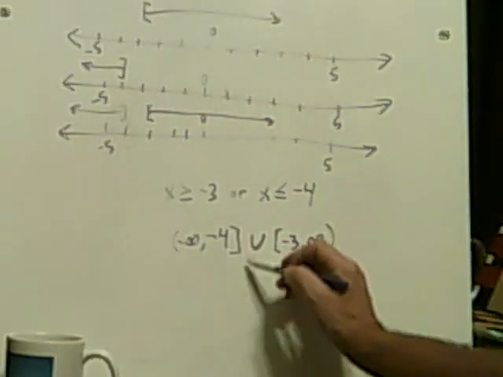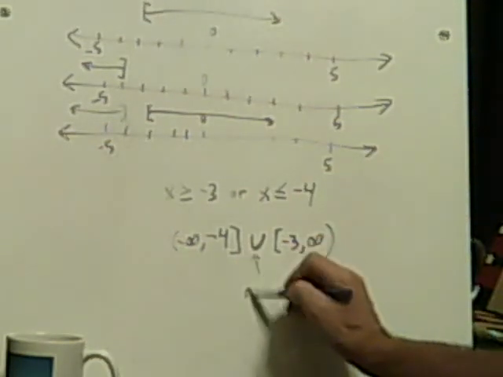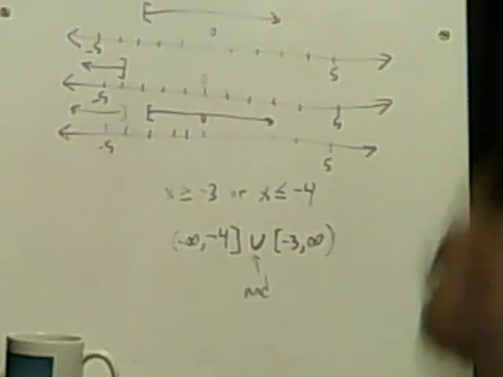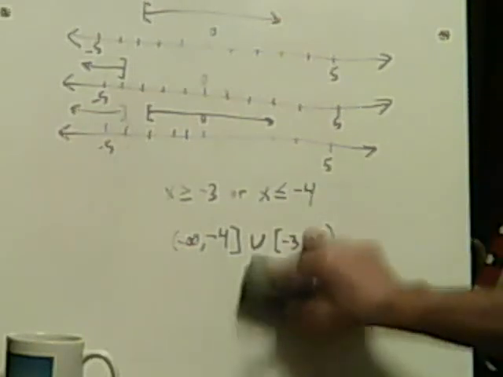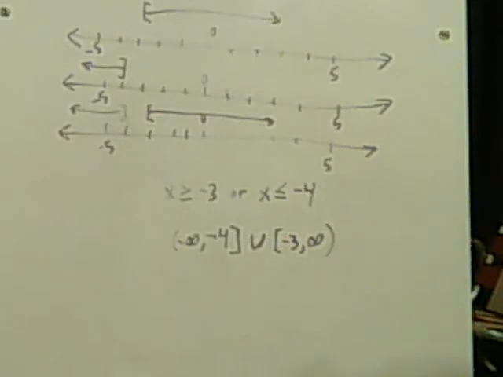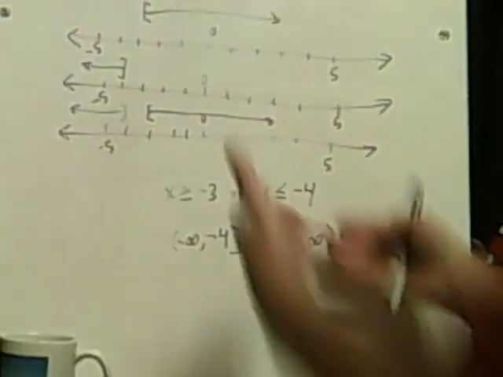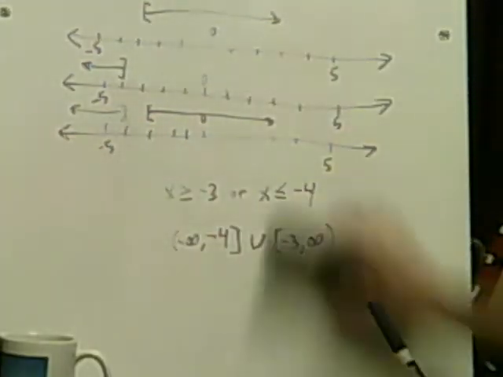But I could have also written, instead of that, I could have written and, but I noticed in the book it has the union sign. Okay? It's not a single interval, it's 2 intervals. You have to have some way of attaching them, and we're going to use the union sign there for that. Okay.